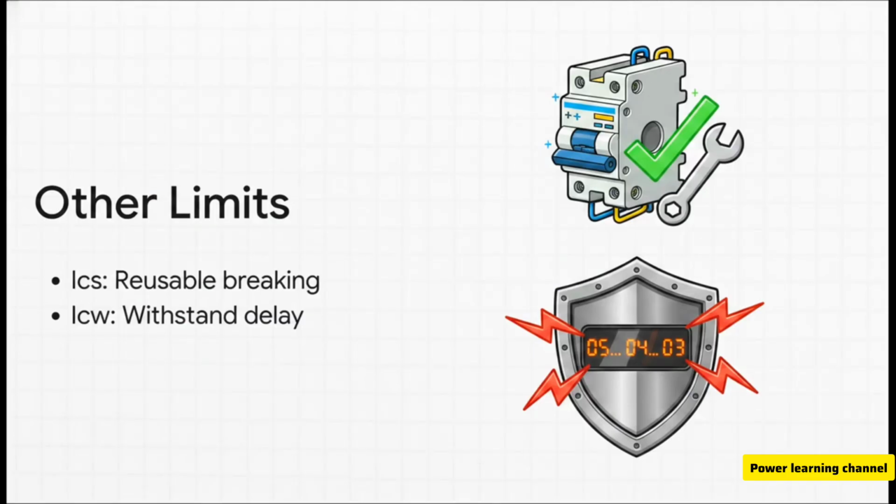Rounding out our physical limits, we have ICS and ICW. ICS is your reusable breaking capacity. This is basically an indicator of the breaker's durability. If it clears a fault within this ICS limit, it's still usable and reliable for post-fault maintenance. Now, ICW is the withstand limit during a delay. For example, it might be rated to hold 50 kiloamps for exactly 1 second. And this is totally crucial, because sometimes the breaker has to survive a brutal waiting period while it lets another breaker downstream try to trip first.